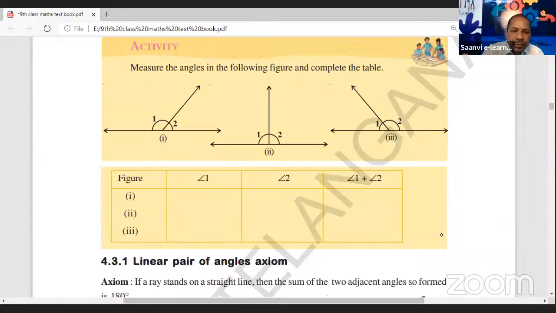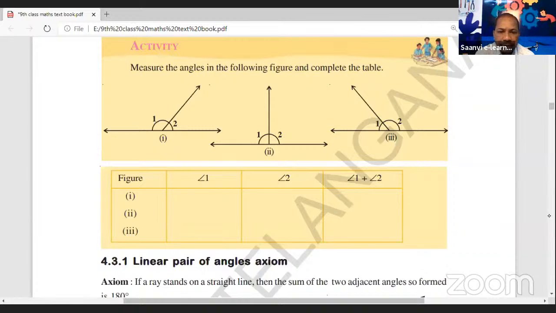Okay. So take the protractor and measure angle 1. How many degrees will come? And also take the protractor and measure the second angle, that is angle 2. How much do you get? So right here in figure 1, angle 1, how much do you get, angle 2, how much do you get, and add them. So how much do you get? Angle 1 plus angle 2 is equal to.